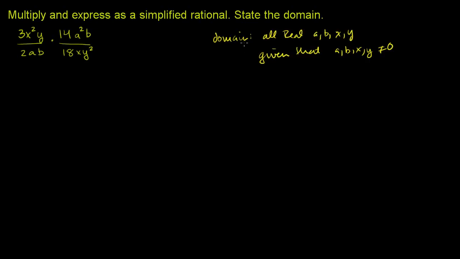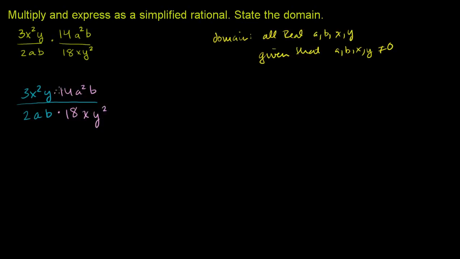Now, with that stated, let's actually multiply and simplify this rational expression. So when we multiply, you just multiply the numerators, multiply the denominators. So you have 3x squared y times 14a squared b in the numerator. And then in the denominator, we have 2ab times 18xy squared. And let's see where we can simplify this thing.